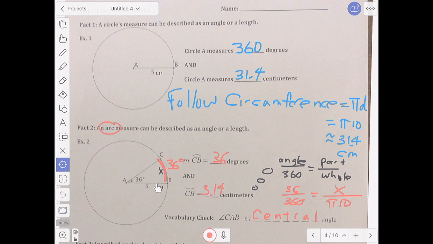If it's 5 centimeters for the radius, I can totally believe and get behind it that this is about 3 centimeters here from here to here. And then a quick vocabulary check, that angle there in the center is called the central angle.